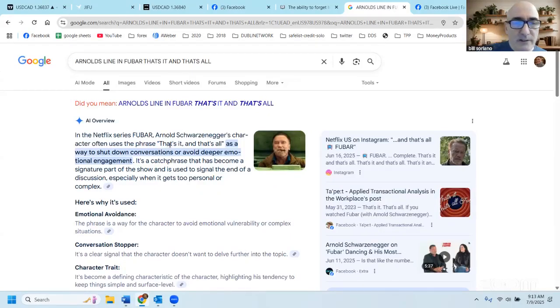So in Fubar here, Arnold likes to use this phrase, "that's it and that's all." And he uses it as a way to shut down conversations to avoid deeper emotional engagement. Again, it's all about removing the emotion from trading, right? And that's why Arnold uses this line. We have to use it too. You know, just say to yourself, like that's what I do.